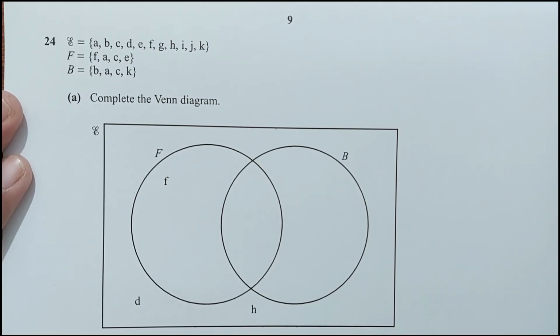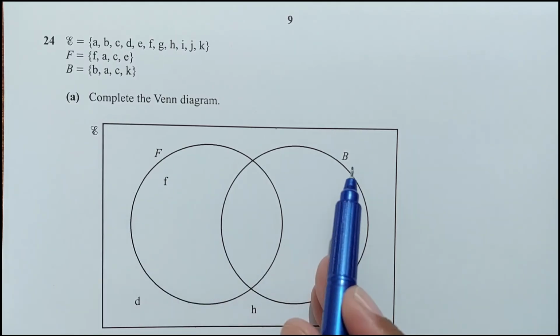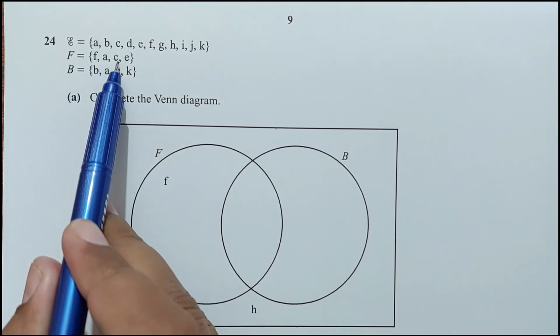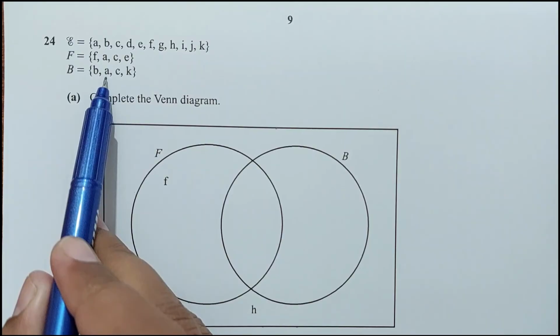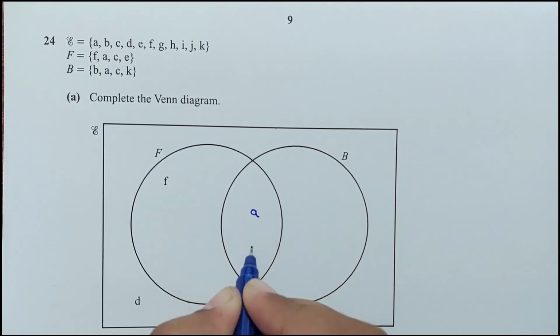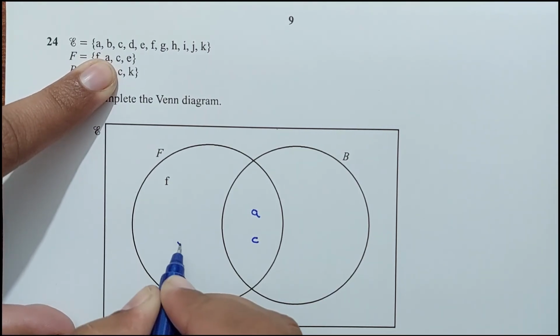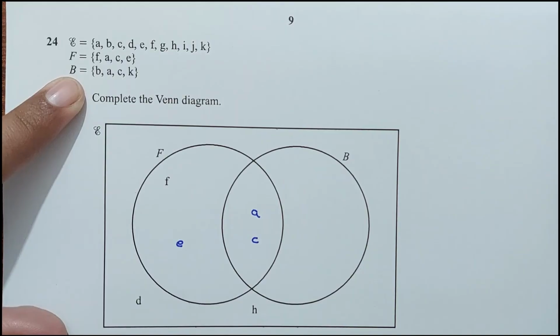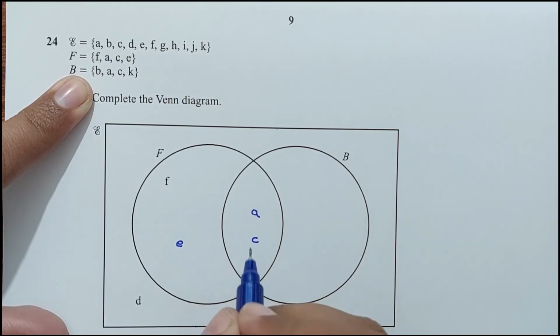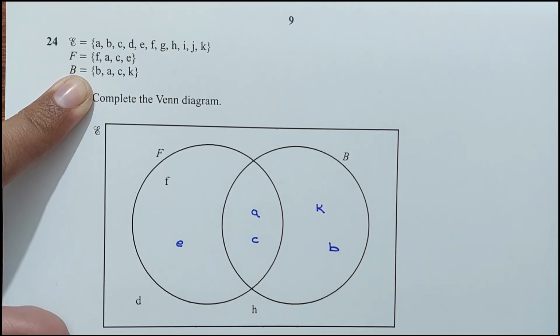Okay. So first we have to find the intersection of F and B, which is FACE and BACK. So A and C are in the intersection. A and C. Now complete the FACE. This is E over here, right? And in B we have A, C. We have K, and B is missing here, right?